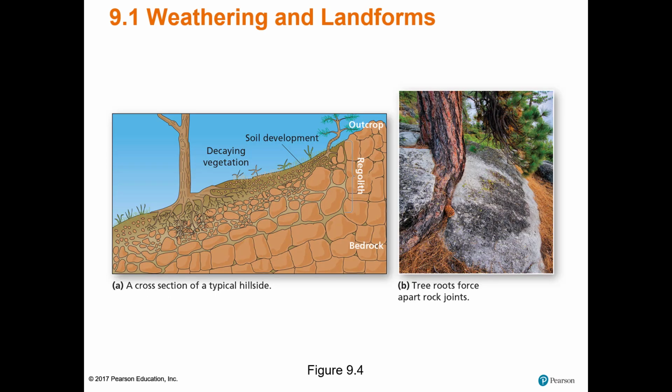So you can see here that on the left is some organic influence, and we have decaying vegetation, and there is a depiction here of the regolith that was mentioned earlier, and we see the bedrock. On the right would be a picture of a tree root that is impacting and actually growing down through a surface rock.